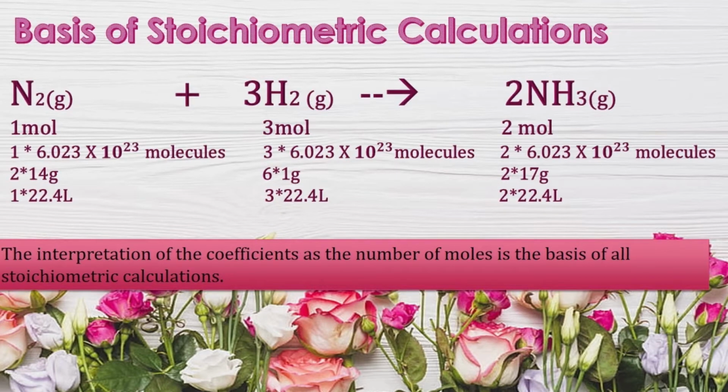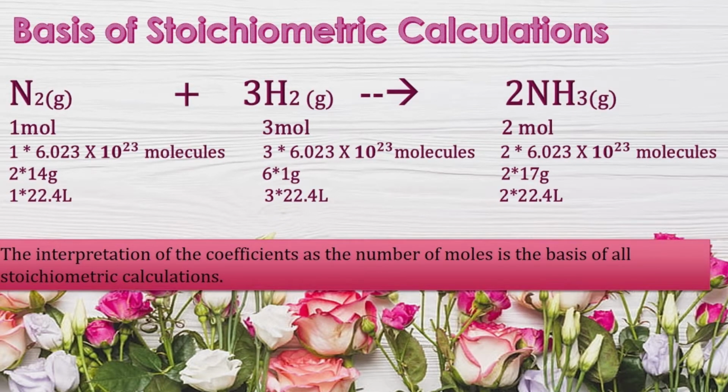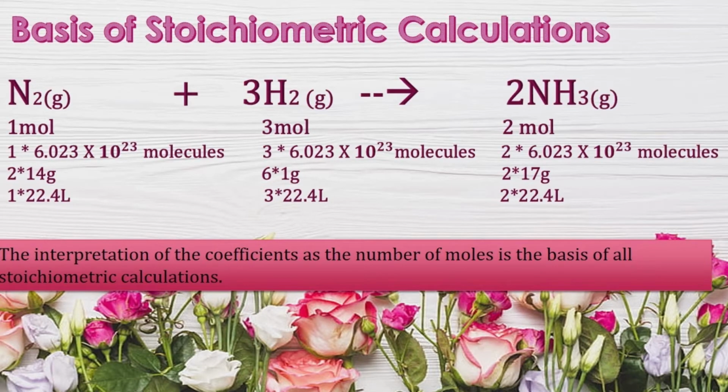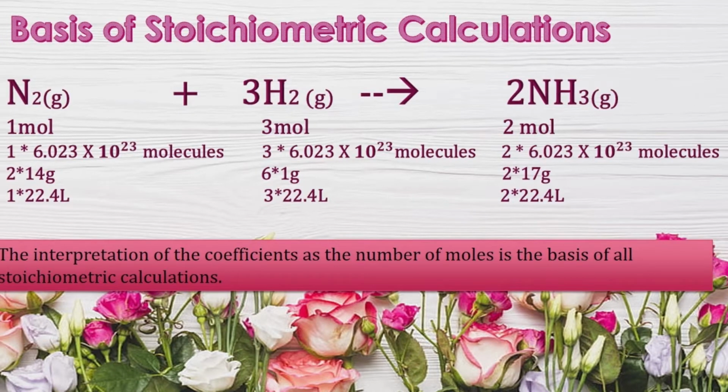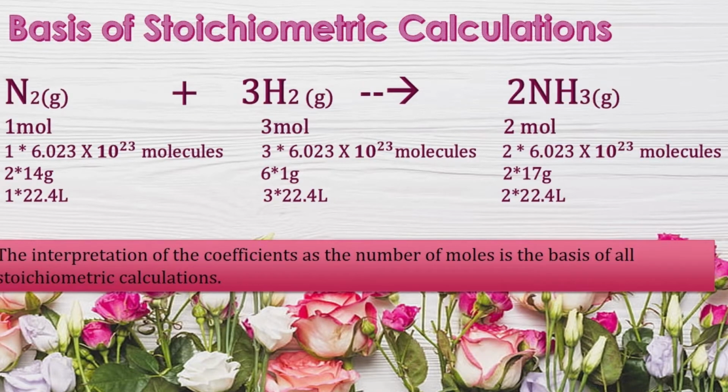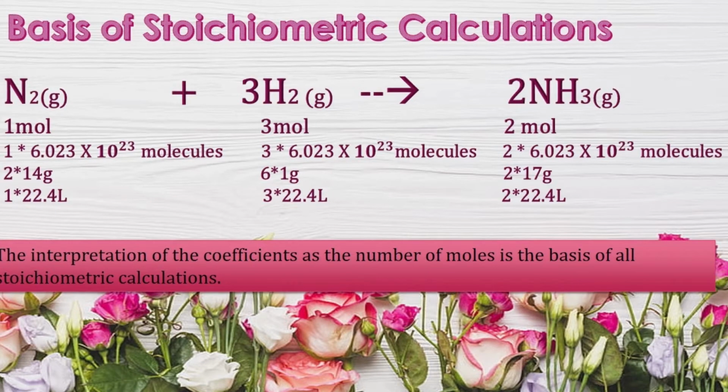We also know the relationship between number of moles and their molar mass. We know the molar mass of nitrogen. You have 2 nitrogen atoms, so it will be 2 into 14 grams, where 14 grams is the atomic mass of each nitrogen atom. So 28 grams of nitrogen will combine with 6 grams of hydrogen, because you have 6 hydrogen atoms each having the atomic mass equal to 1 gram, and it forms 34 grams of ammonia.